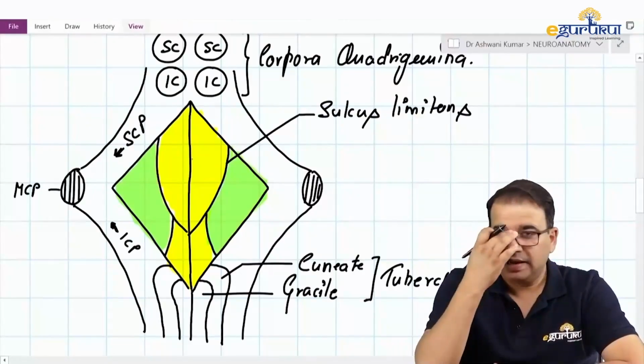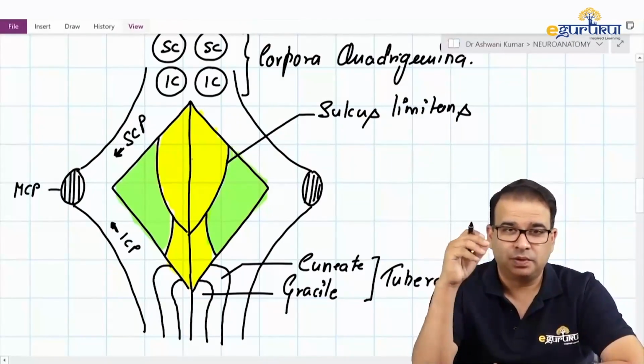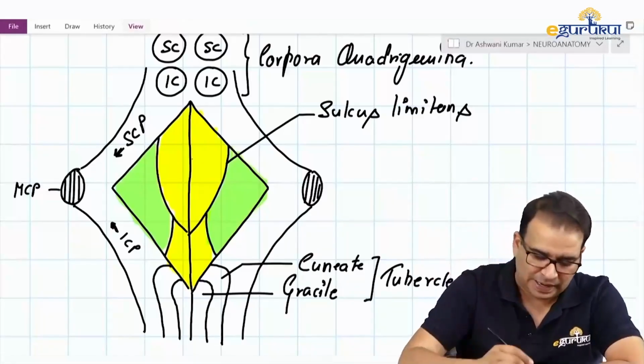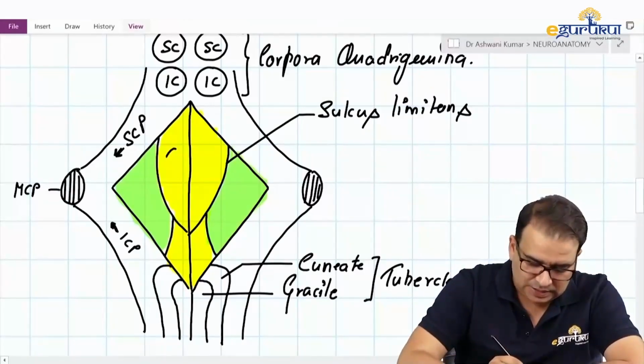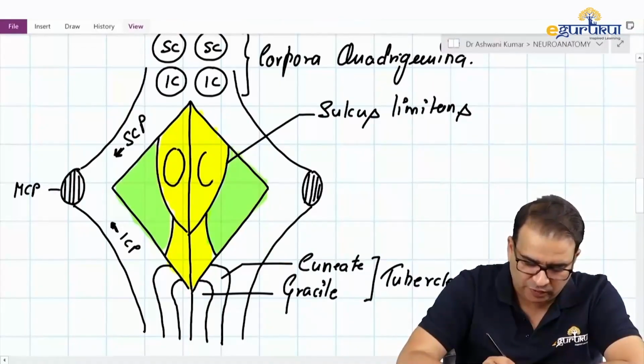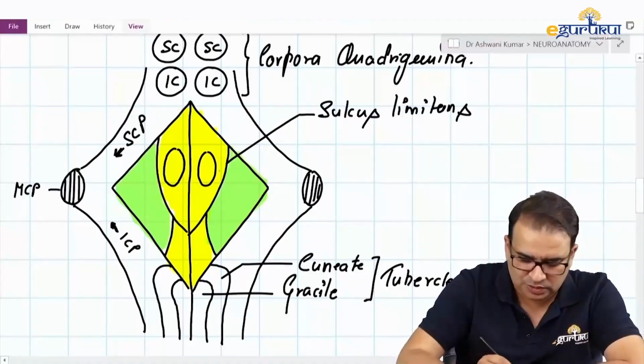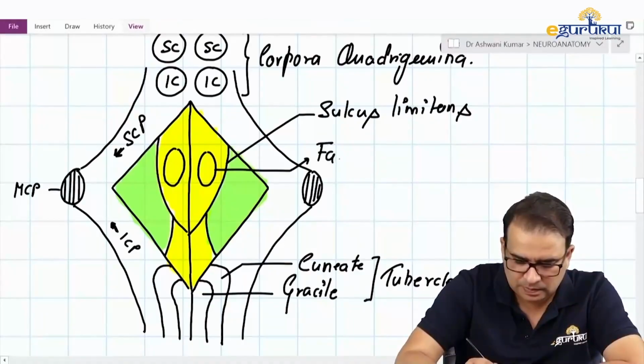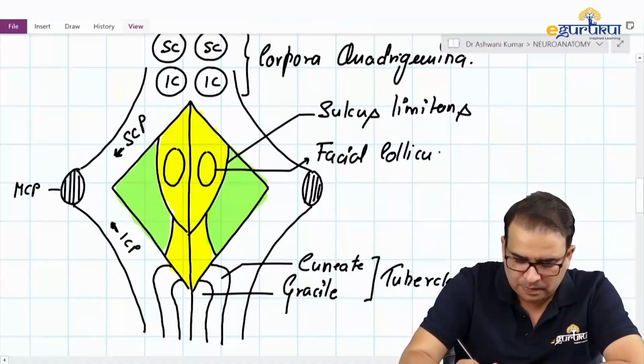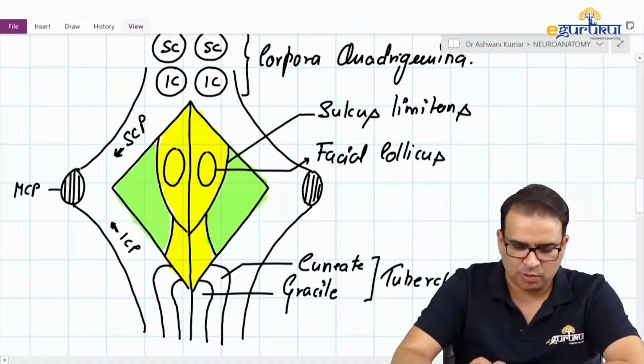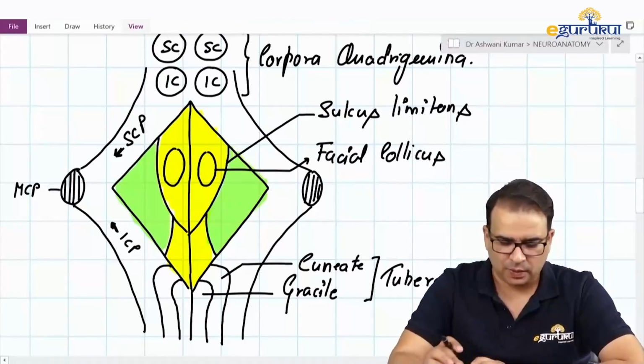The most important elevation, on which a question is asked multiple times, is the facial colliculus. In the region of the pons, we have used this term earlier also. This is the facial colliculus. We'll talk about the facial colliculus a little more in a while.